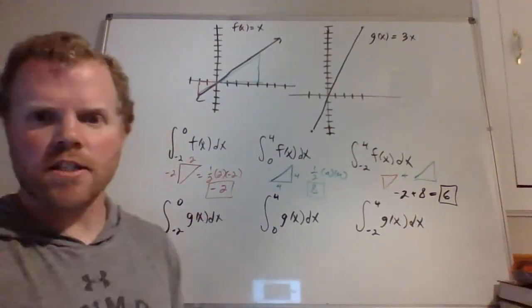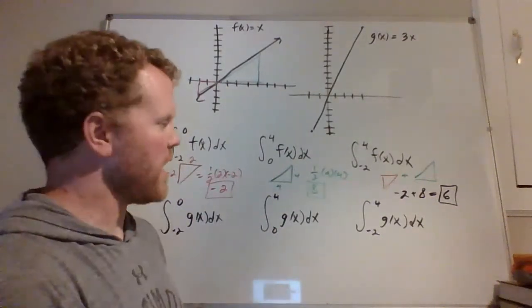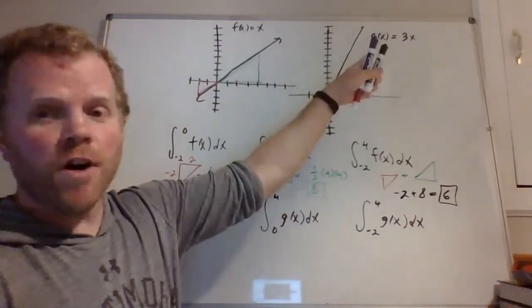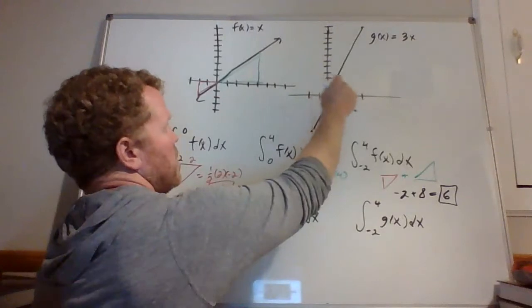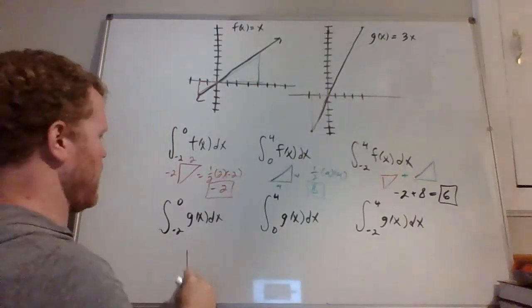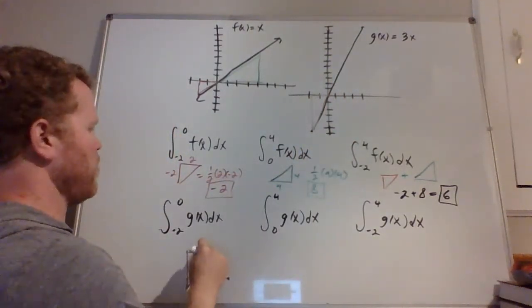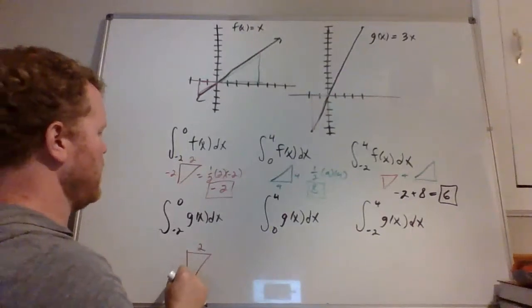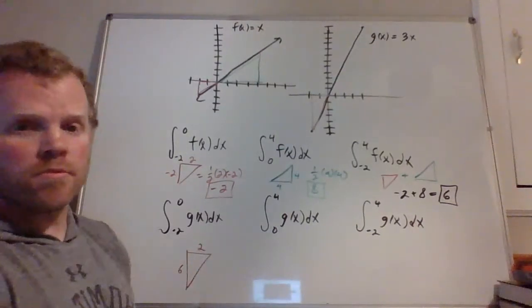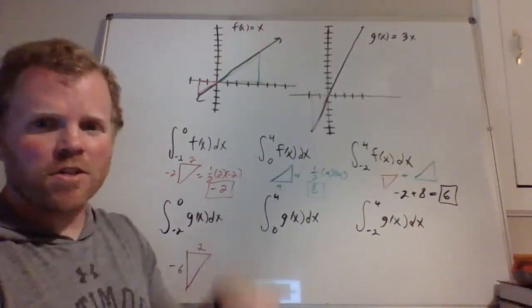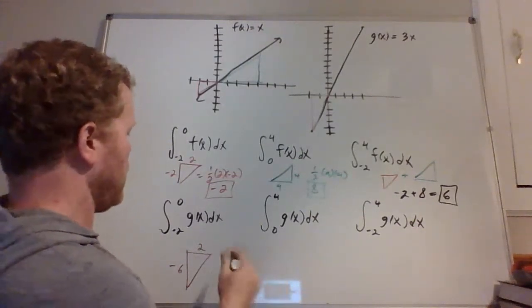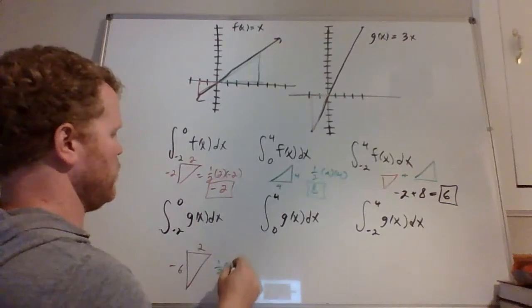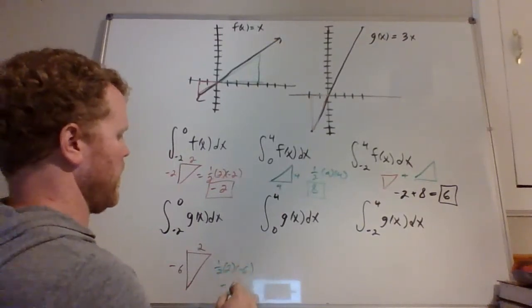Next, I ask the exact same 3 questions, but for this new function g of x, which is 3x. We basically just have this taller upside down triangle, which is still 2 wide, but it's 6 down. It's negative, so it's down. So we should just be doing half of 2 times -6, which is -6.